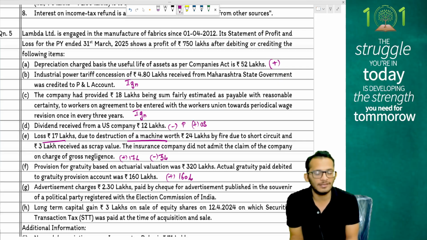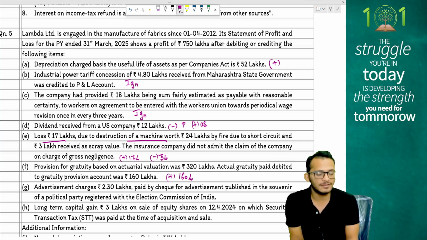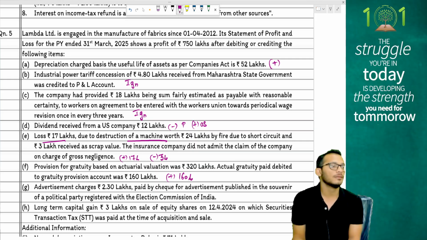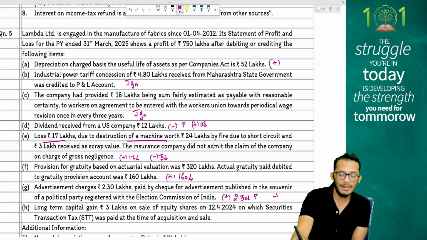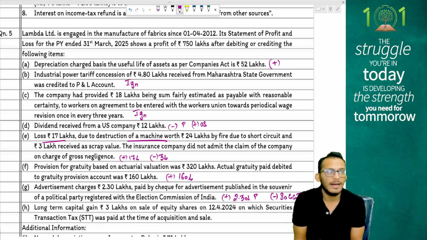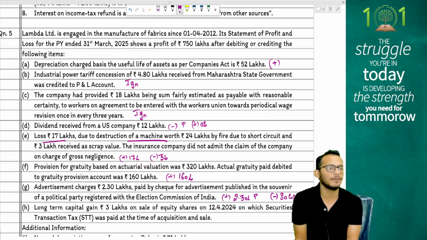Advertisement charges is 2.3 lakhs, which is paid by check for advertisement published in the souvenir of a political party registered with Election Commission of India. People, this is nothing but donation. Therefore, add it in and claim 80GGB for 100% because payment has happened by check. Therefore, 100% allowed as deductions.